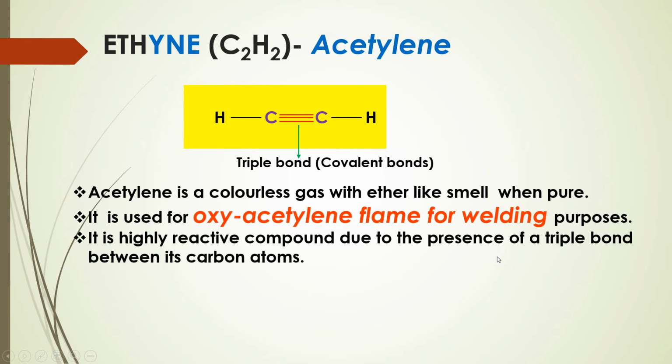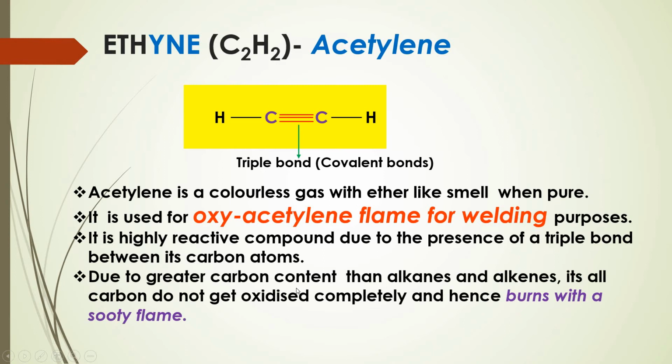It is a highly reactive compound due to the presence of a triple bond between the carbon atoms. In fact, alkynes are the most reactive hydrocarbons among all the hydrocarbons because they have a triple bond. Due to greater carbon content than alkanes and alkenes, all its carbon does not get oxidized completely and hence it burns with a sooty flame. They produce carbon. Again, like ethene, it also undergoes addition reaction.